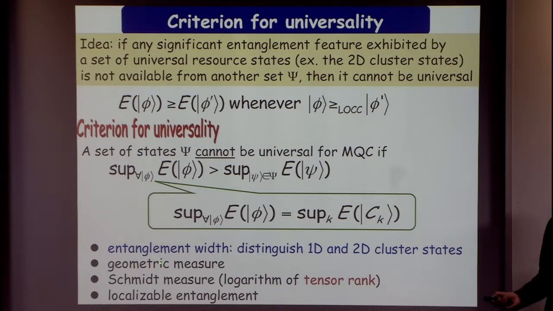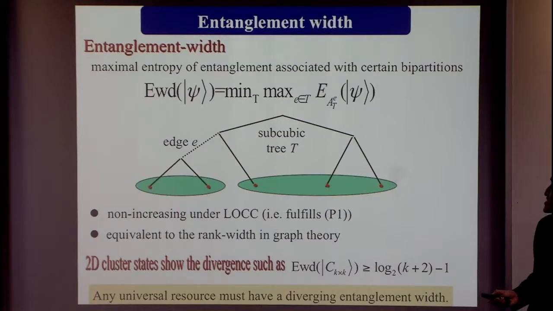And one thing I'd like to highlight is what we call entanglement width, which is related to a certain graph invariant. And one more thing I should point out here is we have the Schmidt measure, but actually this is nothing but the logarithm of the tensor rank. So the tensor rank is also another interesting thing. But of course, physicists are a little bit sloppy in checking what's known, so we have another name, unfortunately.